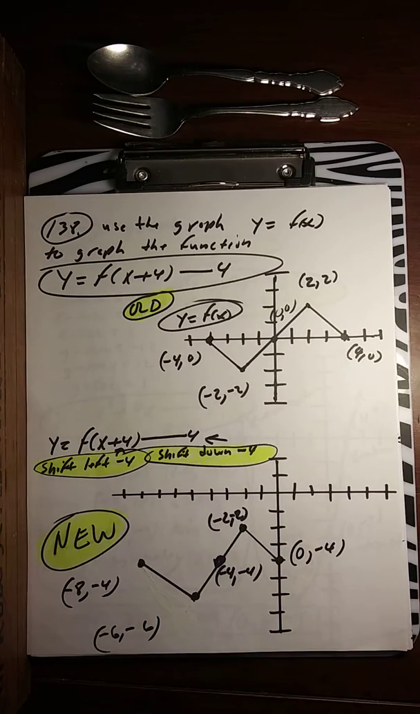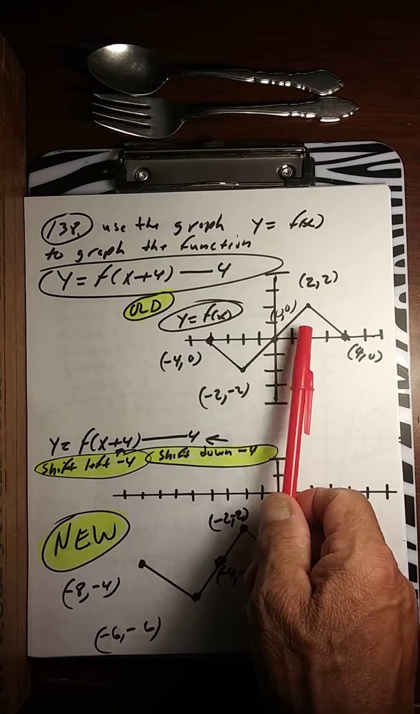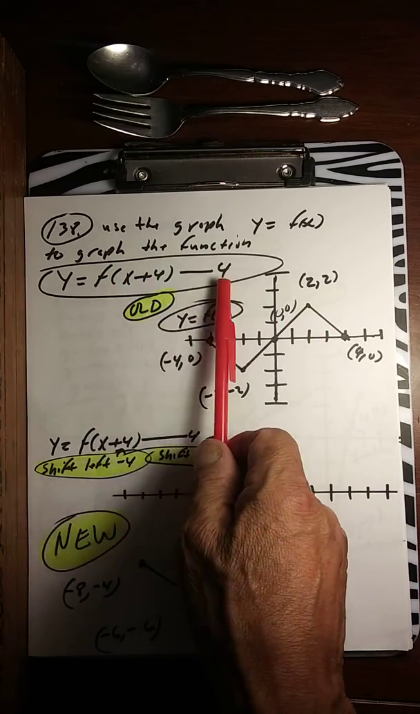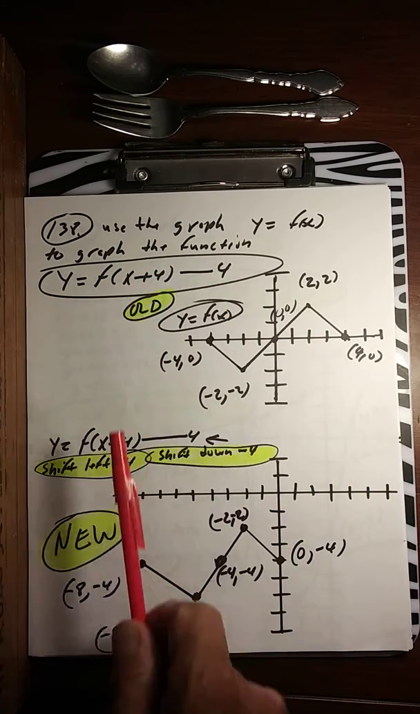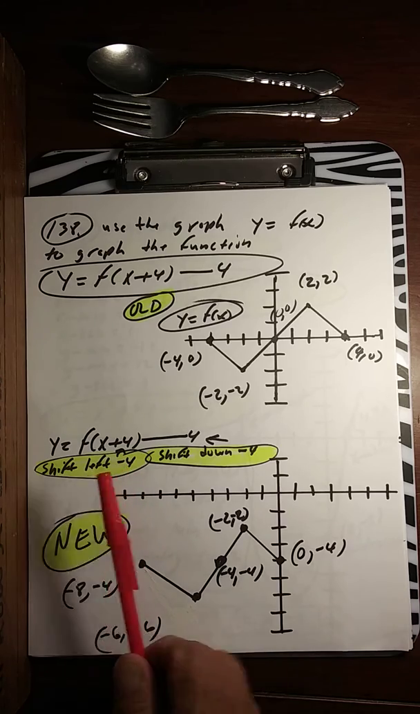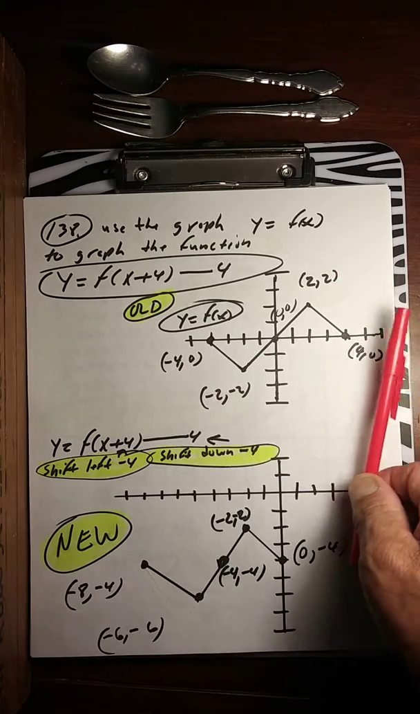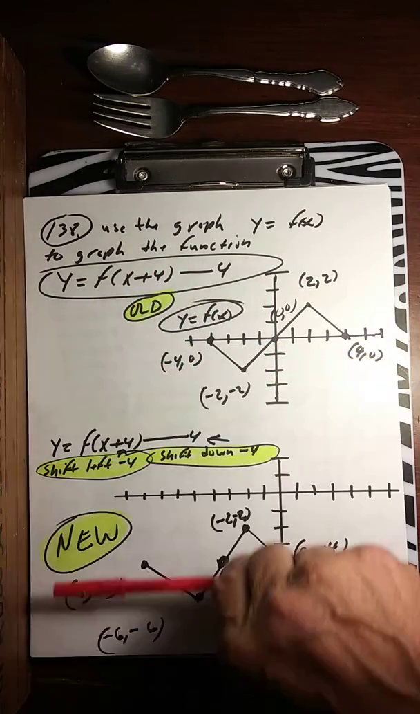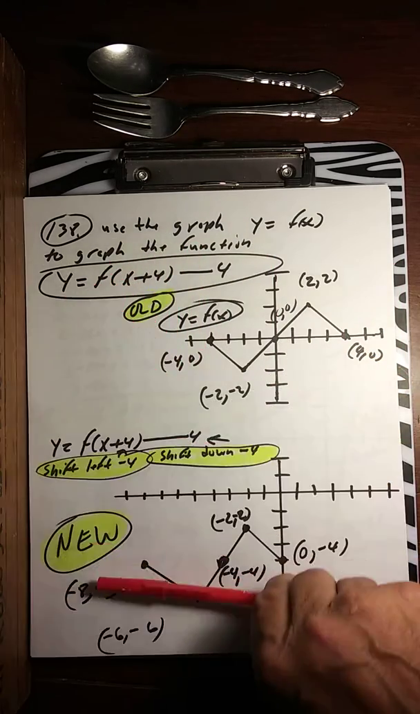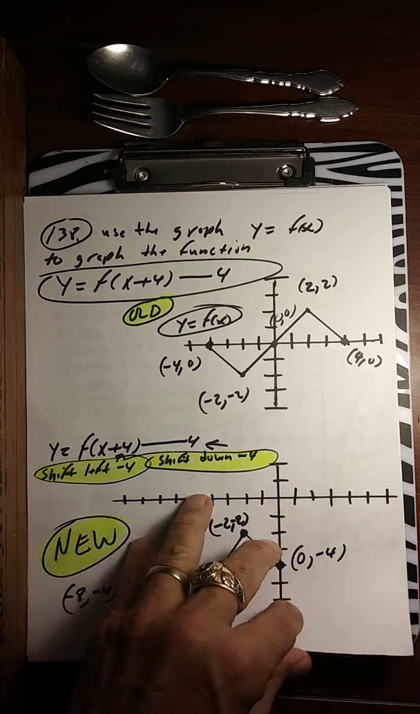This one, 2 things going on. The original problem, and now f of x plus 4 minus 4. So this plus 4 is going to do the opposite. It's going to be -4. So it's going to shift to the left 4. And then this is going to push it down 4. So it's going to go this way and then down this way. So the graph's going to go there and then there. There's our graph.